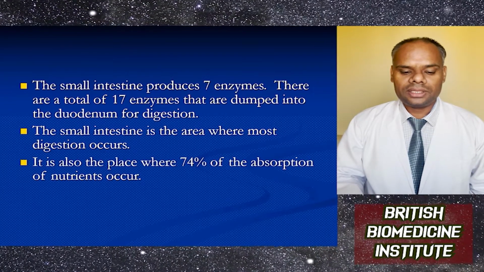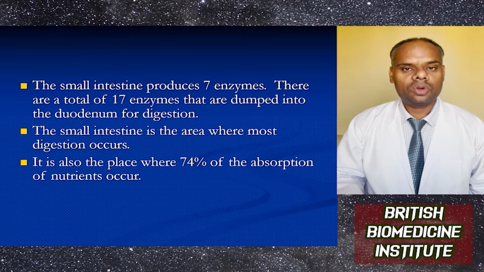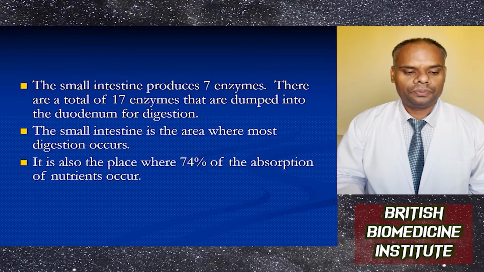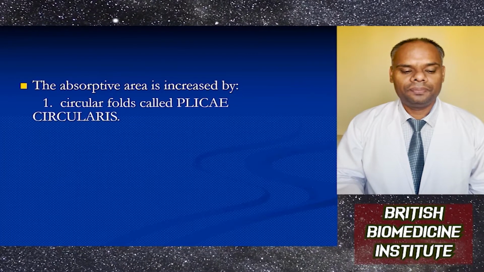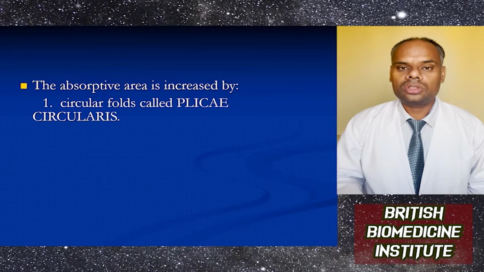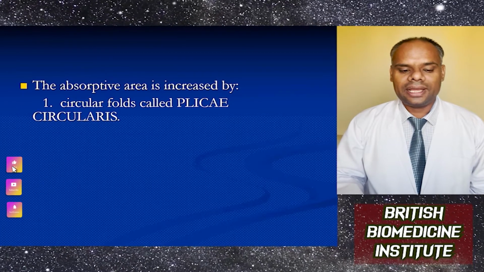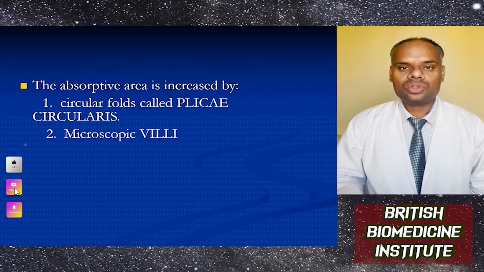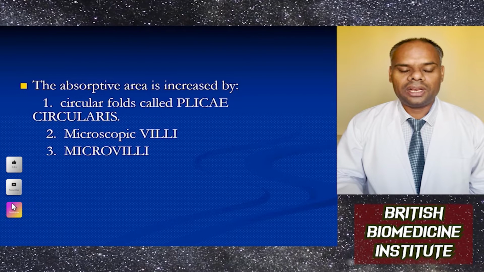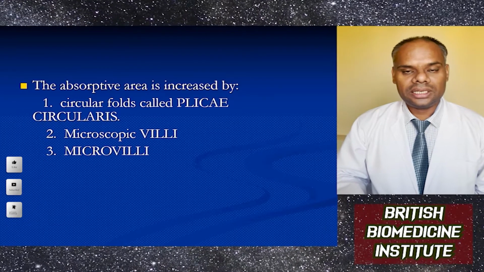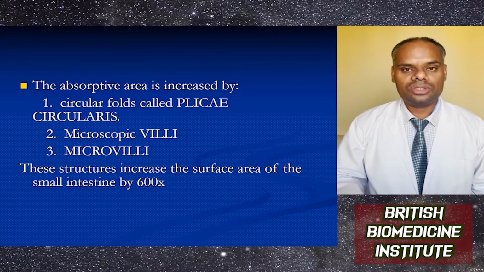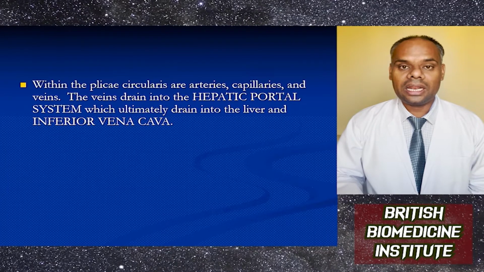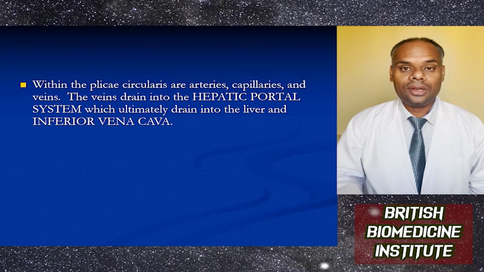It is also the place where 74% of absorption of nutrients will occur. The absorptive area is increased by your circular folds known as plicae circulares, microscopic villi, and microvilli. These structures increase the surface area of the small intestine by 600 times. Within the plicae circulares are an artery, capillary, and veins.